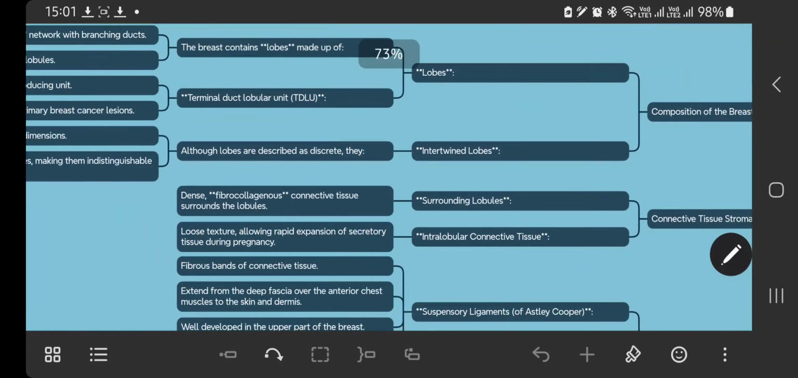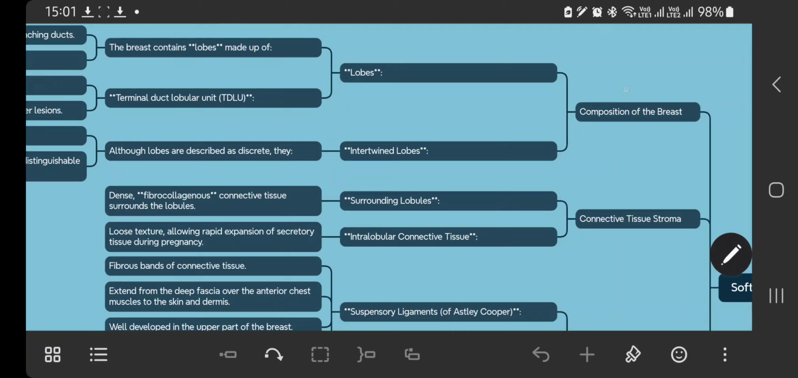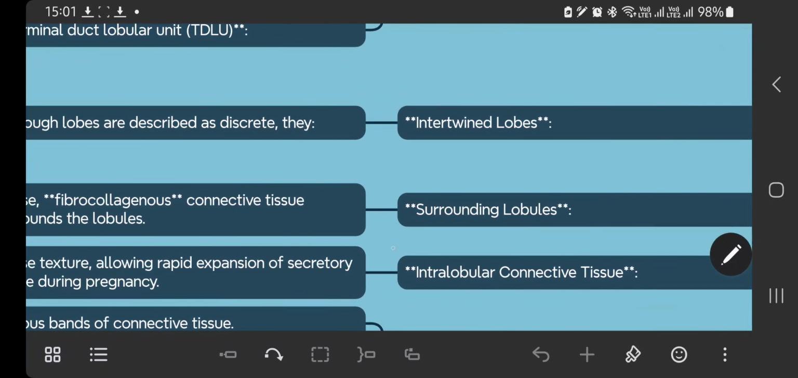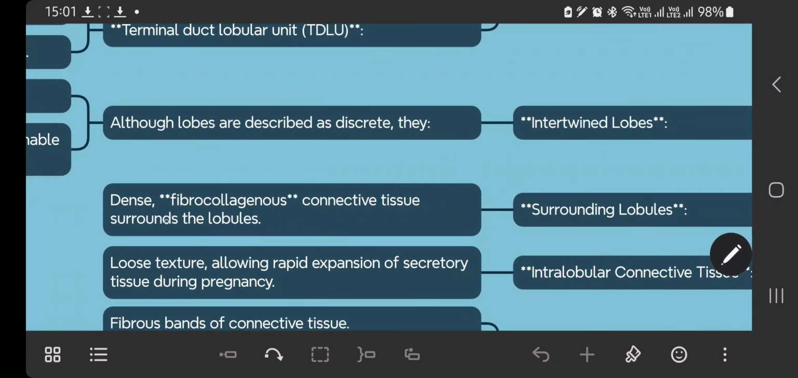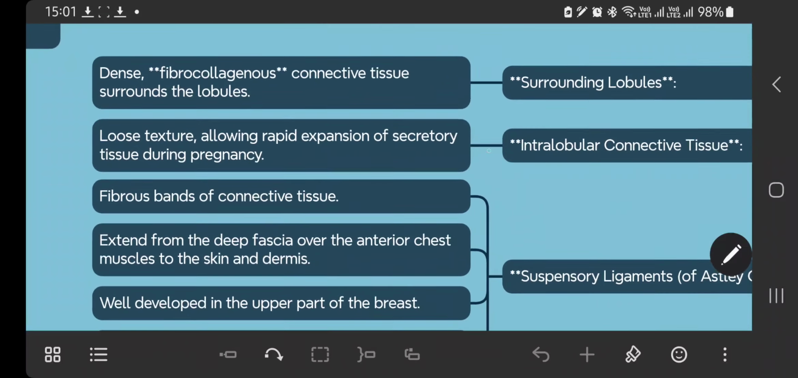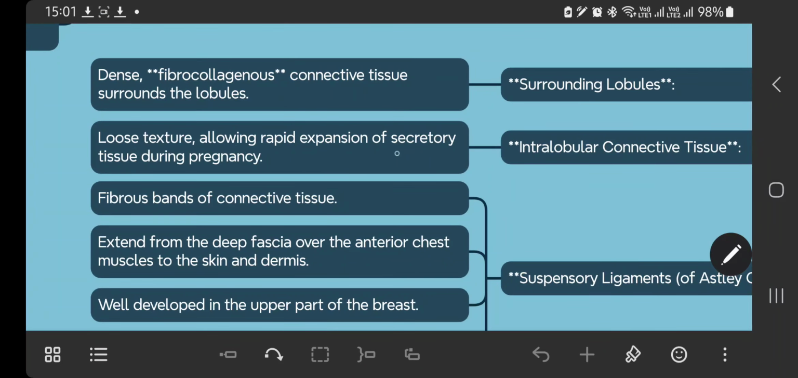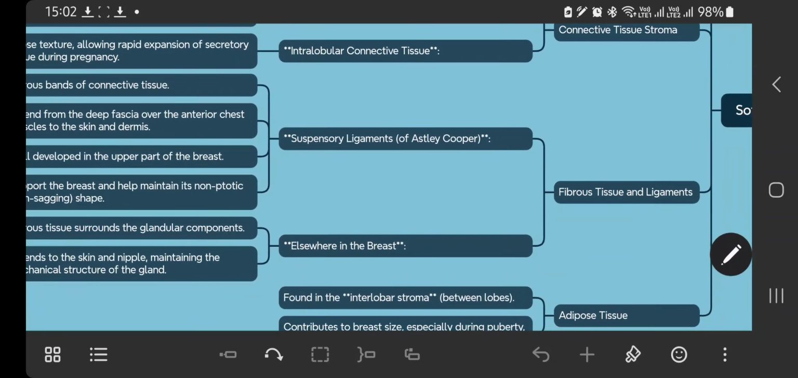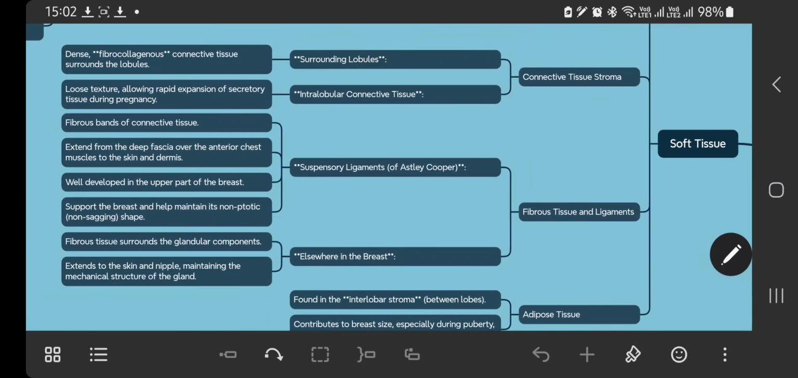Again, we'll go back to the beginning. We discussed the composition of the breast, the lobes and the intertwined lobes. Now, what's the connective tissue stroma? It has surrounding lobes and intralobular connective tissue. The surrounding tissue is more dense, fibrocollagenous. The intralobular is loose, allowing rapid expansion during pregnancy, because the secretory tissue develops then. Remember those 2 parts.